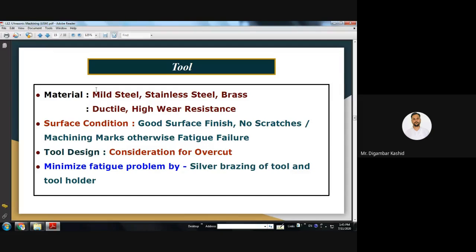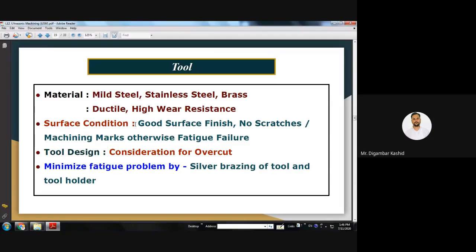For this tool, normally materials like mild steel, stainless steel, and brass are used for the manufacturing of the tool for this particular USM process. The main properties of this tool material are high ductility and high wear resistance. And as far as surface conditions are concerned, it should have a good surface finish.